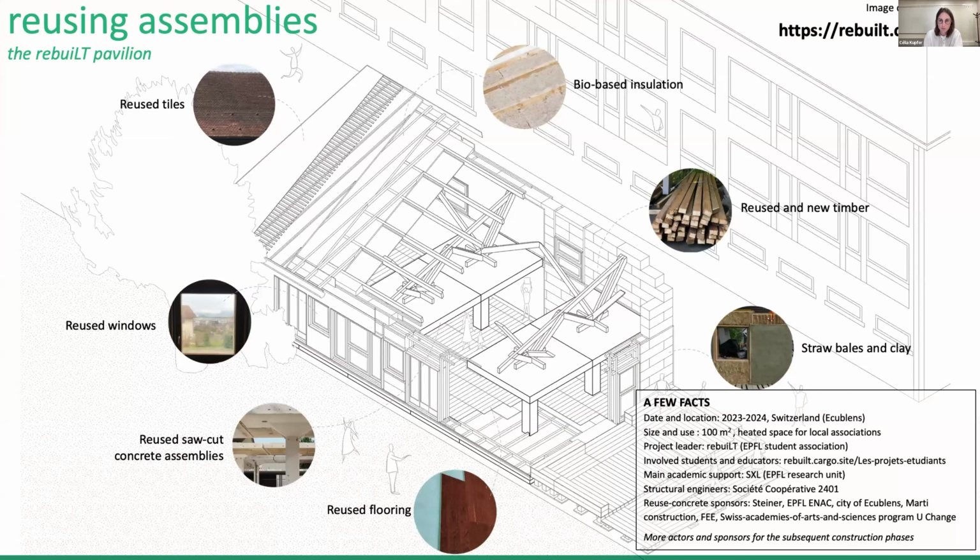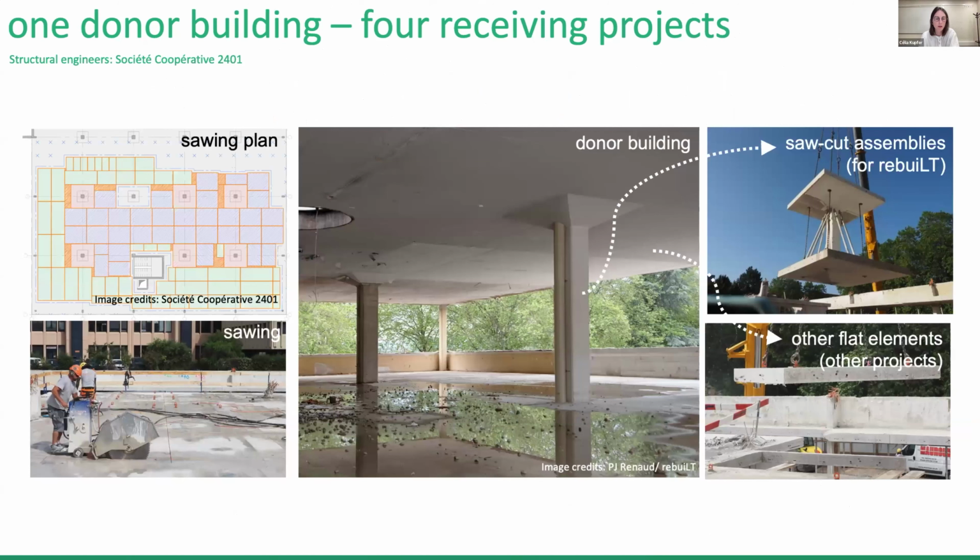The third approach proposes to reuse large 3D assemblies. We studied this approach via the Rebuild Pavilion, an EPFL student initiative. The pavilion's load-bearing structure is mainly made with reused concrete assemblies, and the rest of the building is made with other reused materials and bio-based materials. The 3D assemblies were sawn from a building built in the 1970s and located 4 kilometers away.